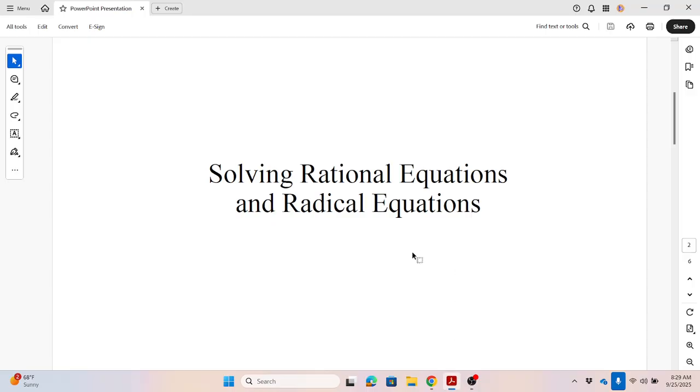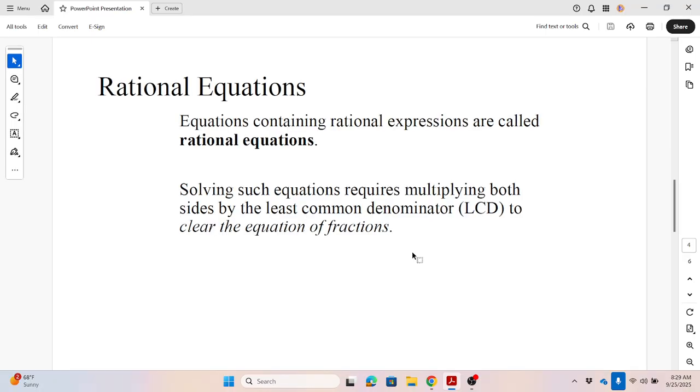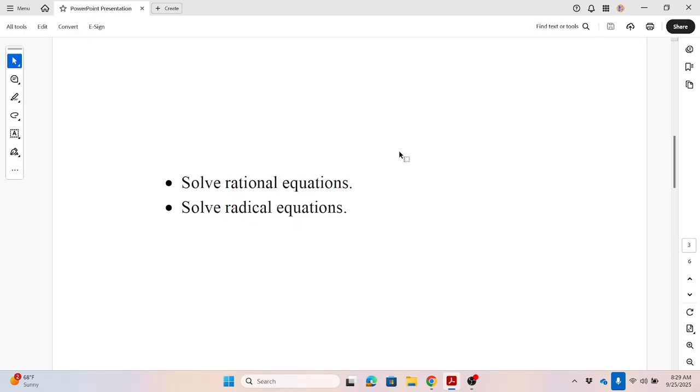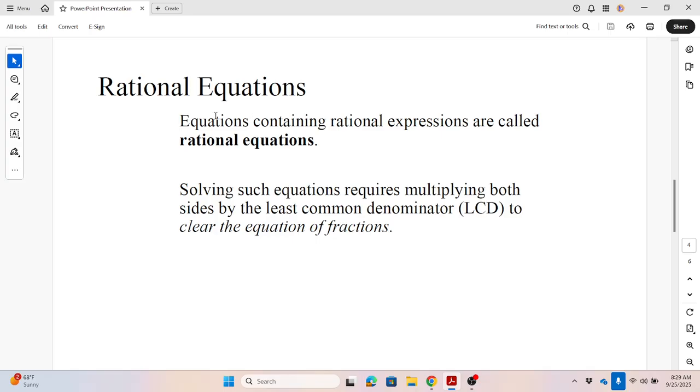Okay, solving rational equation and radical equation. These are the objectives. First of all, we are going to solve rational equation, and then after that radical equation. So if you see an equation which has fraction or rational expression, that is called rational equation. And to solve that type of equation, we have to multiply both sides by LCD, which is least common denominator, to clear the equation of fraction.